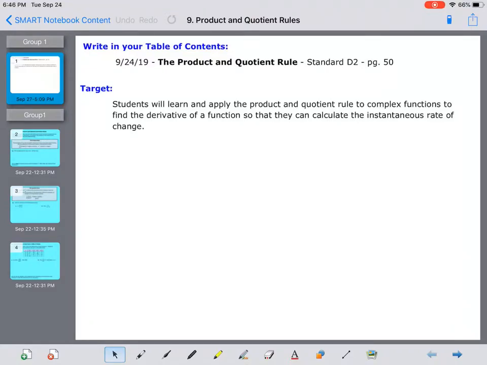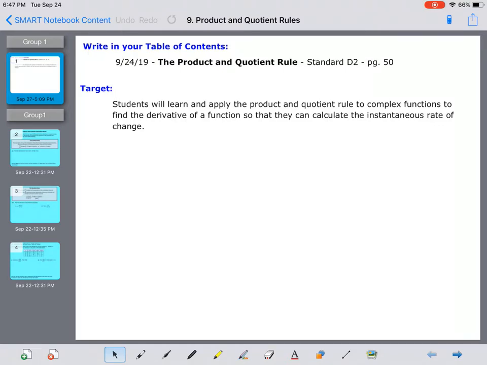Okay, in this video, we're going to finish up the notes for the product and quotient rules. So we talked about product and quotient in class. We each taught it to a partner of ours, but we're going to do that last page. So we're going to go to page 52 because we didn't cover that.